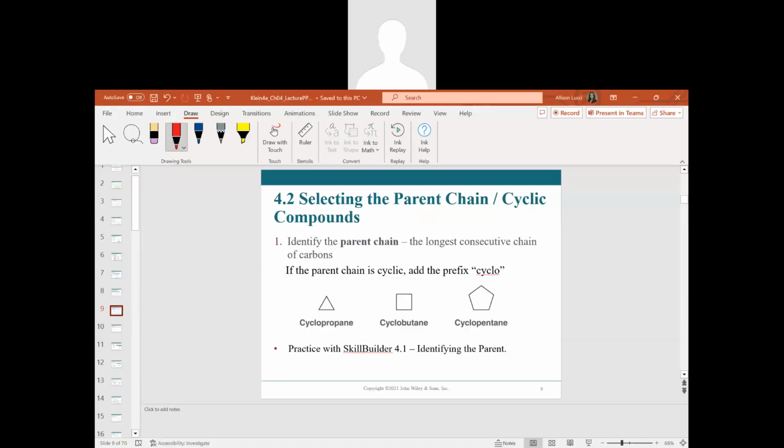So again, how do we determine if we have a parent chain or a substituent? In these cases here, we have cyclic structures. So we have cyclopropane. Instead of being a linear three-carbon chain, we now have a ring with three carbons. Same thing here with butane, but with four carbons, cyclobutane. And then five carbons would be a cyclopentane. The only difference here when we have our parent would be that we add cyclo in front of whatever the alkane name is.